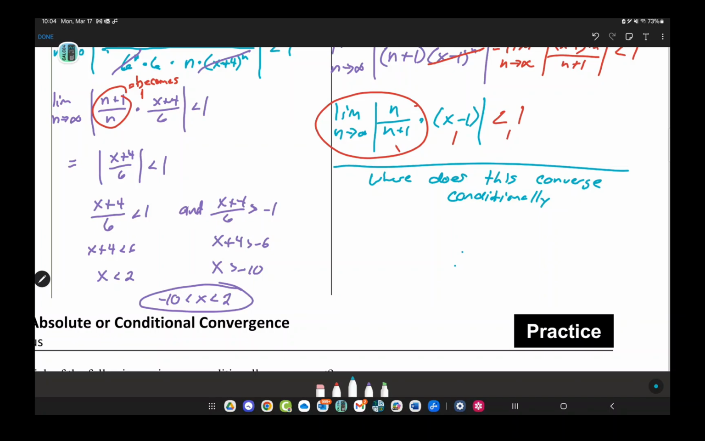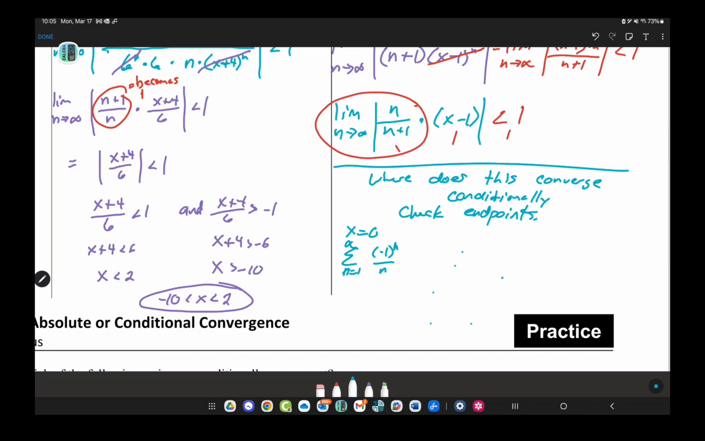How do we check the endpoints? Plug them into the original function. So let's start with x equals 0. We're just going to plug in 0 for x in the original function. So we have the sum from n equals 1 to infinity of 0 minus 1, which is negative 1 to the n power over n. What kind of series is that? That's an alternating harmonic series.